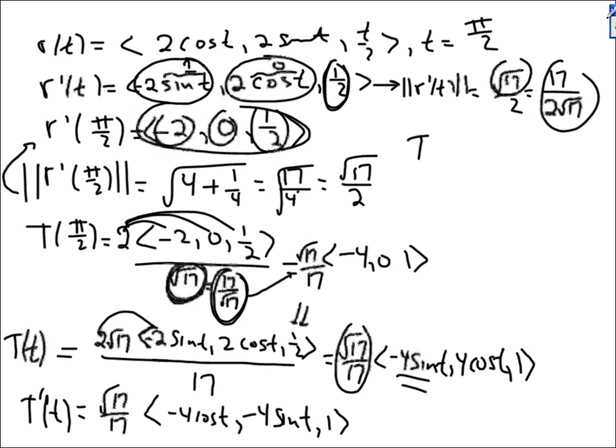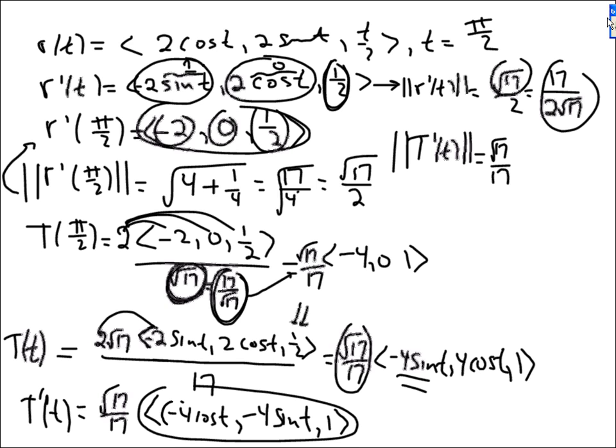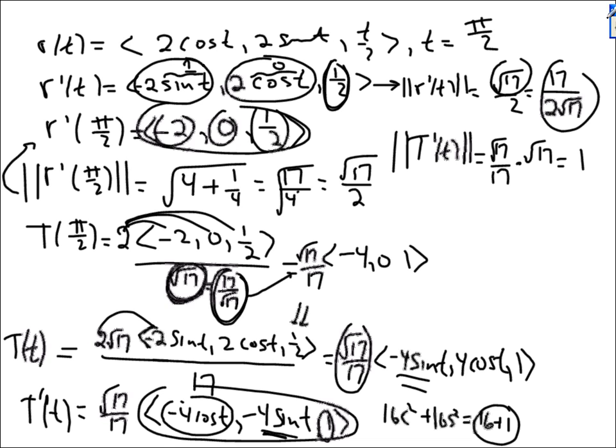Okay. The length of T prime of t, well, the square root of 17 over 17 stays. The length of this, when you square this, you're going to get 16 cosine squared, plus, when you square this, you'll get 16 sine squared. But that's 16, plus 1 squared. You're going to get the square root of 17 times the square root of 17, which actually happens to be 1. Interesting.